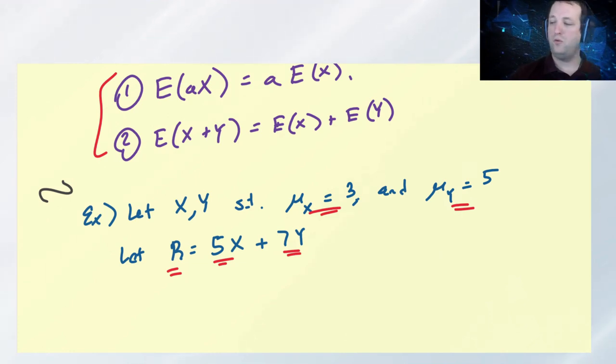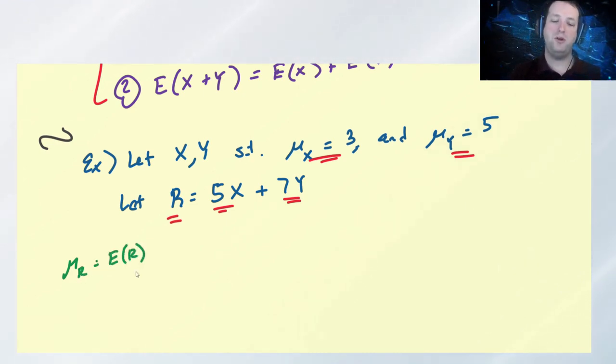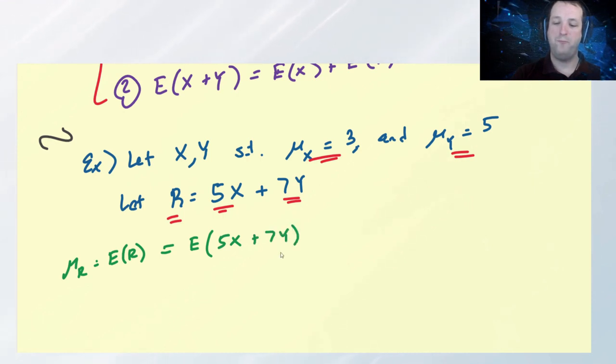So when we say this, what is mu of R? This is the same as asking what is the expected revenue of R. The mean revenue and the expected value of revenue are the same thing in a statistical and probability context, right? So R, by definition, is going to be equal to 5x plus 7y.